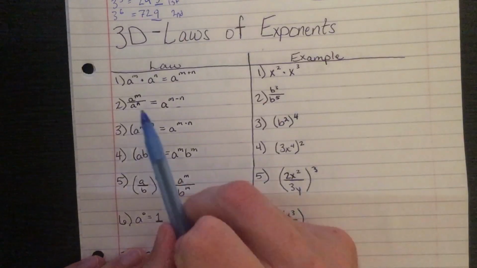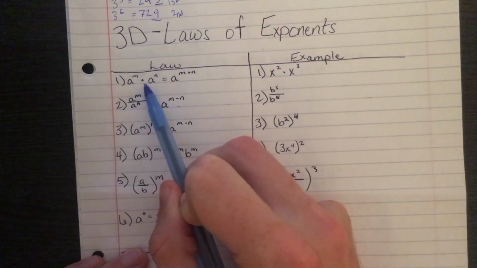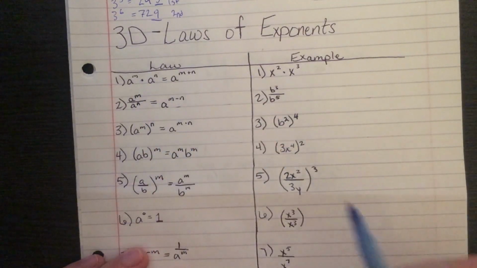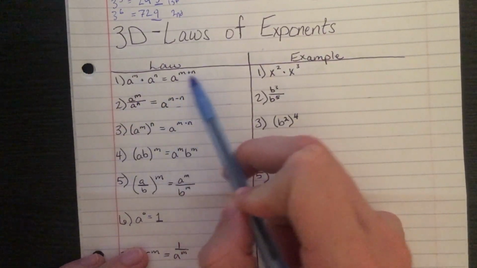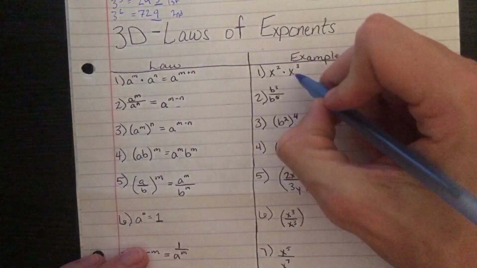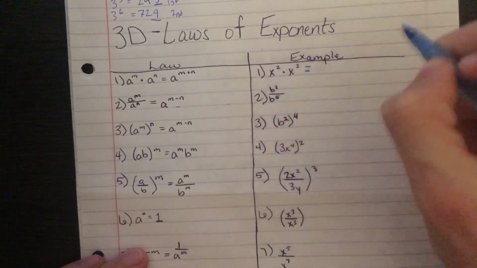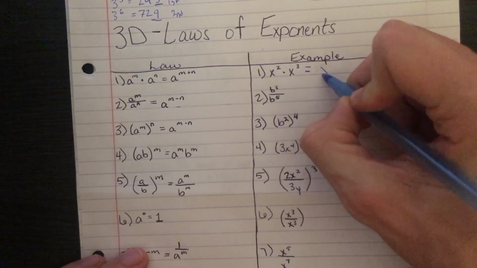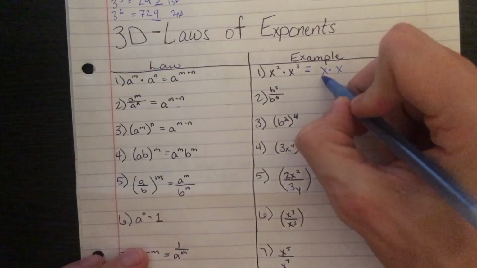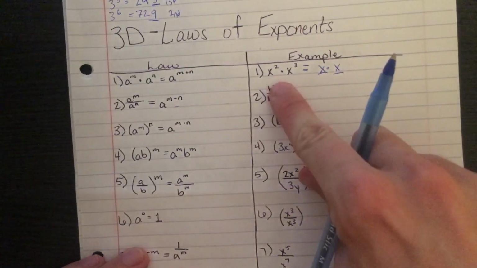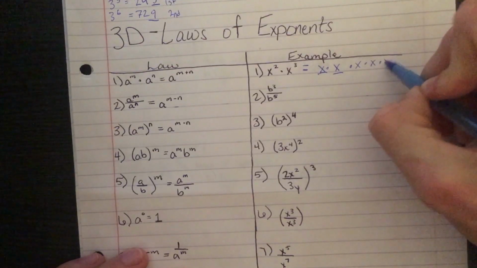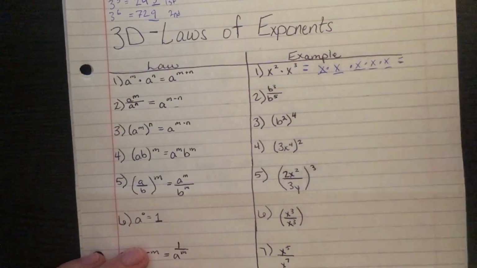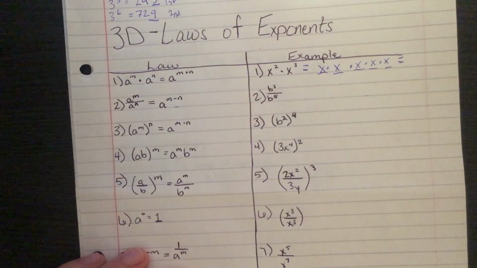If we've got a to the m power times a to the n power, what we do to simplify that is we combine those powers. And the way that I want you all to think about this is that x squared means x times x. That's x squared right there. If we multiply it with 3 more x's, x times x times x, we have to think, what exponent would I use to denote that?